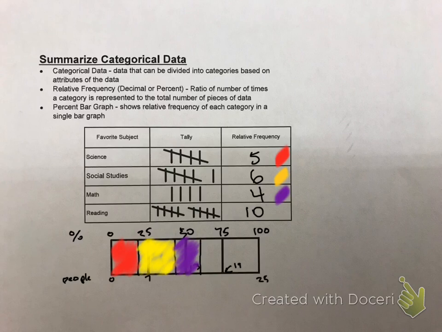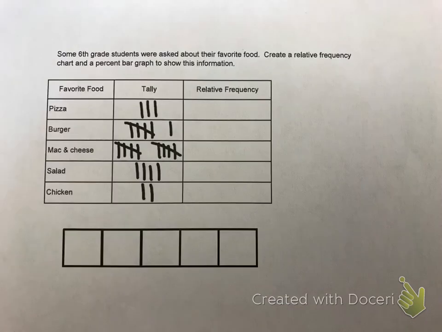And then the rest would be reading, so everything remaining from this point all the way to here would be a part of the reading. So there's our other 10 people. So there's our percent bar graph, and we have summarized the data by breaking it into categories, which are science, social studies, math, and reading.